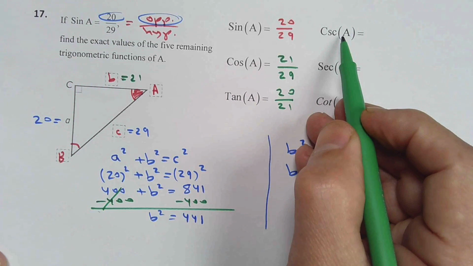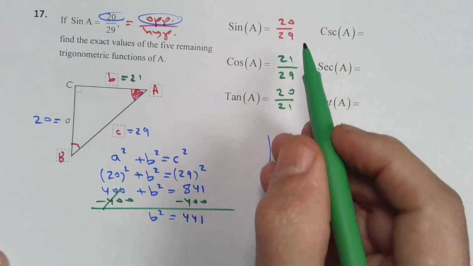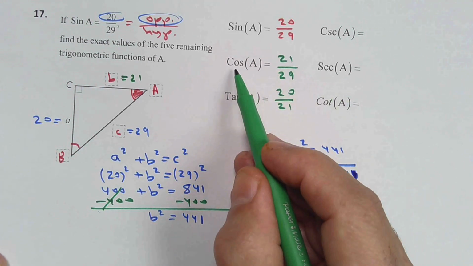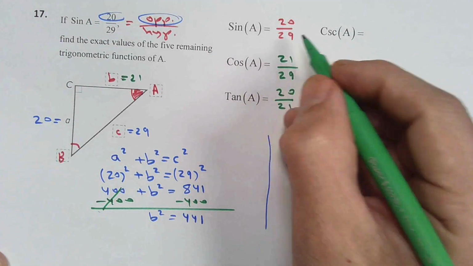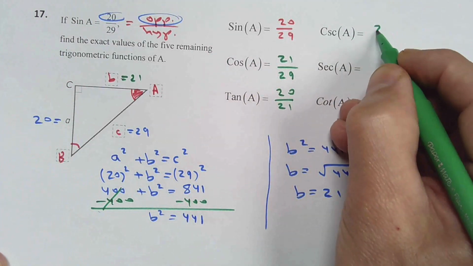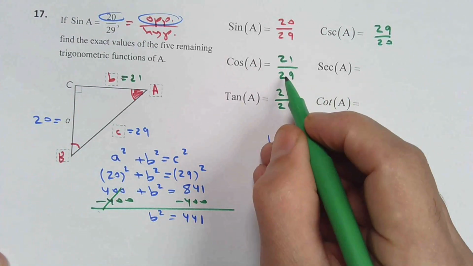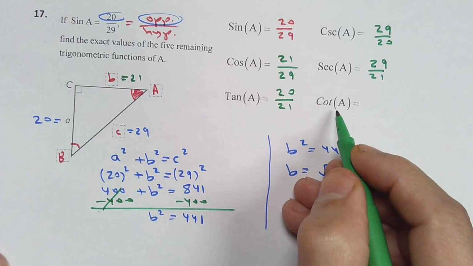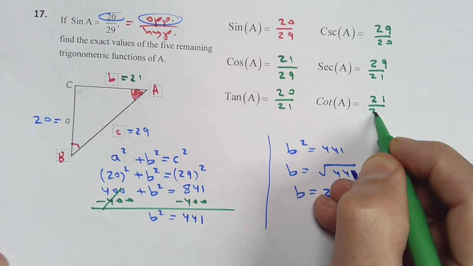Cosecant is the hypotenuse over the opposite. But I don't need to say all these ones because I have them aligned. Cosecant is the reciprocal of sine. Secant is the reciprocal of cosine. And cotan is the reciprocal of tan. So if sine is 20 over 29, cosecant is 29 over 20. Secant is going to be 29 over 21. And cotan is the reciprocal of tan, which is 21 over 20.